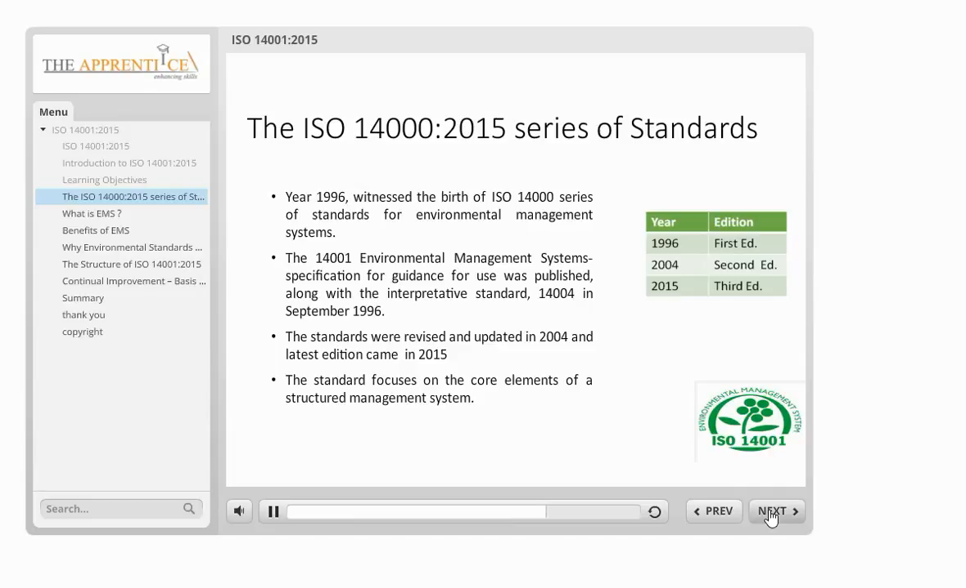The other standards in the family focus on specific approaches such as audits, communications, labeling and life cycle analysis, as well as environmental challenges such as climate change. Next, we will understand what is Environmental Management System or EMS.